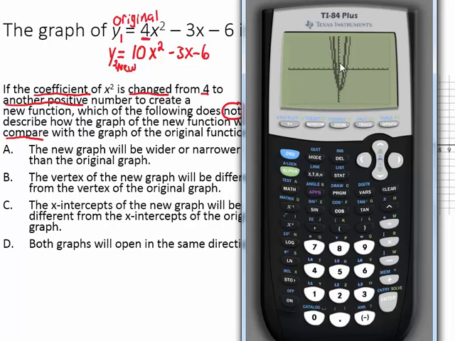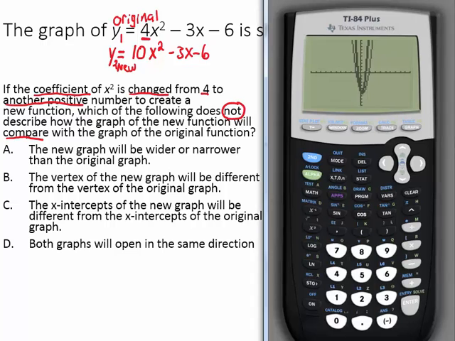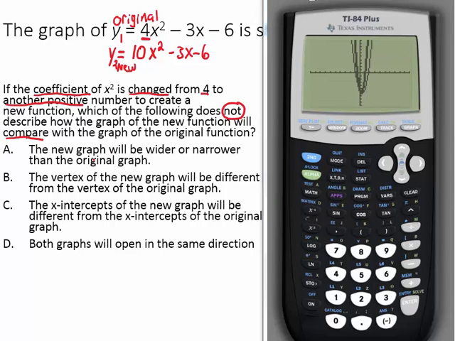Oh goodness, they sure do look a lot the same, don't they? But you'll notice the new function is a little bit narrower. It's like skinnier. It doesn't open up as wide as the original function. Let's read the answer choices to see which of the answer choices is not a correct description. It says the new graph will be wider or narrower than the original graph. The way they use this word or means that it could be either one or the other. And we notice ours is narrower, so this is a correct answer choice.